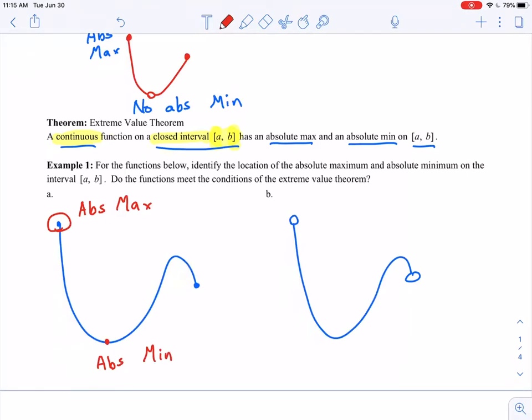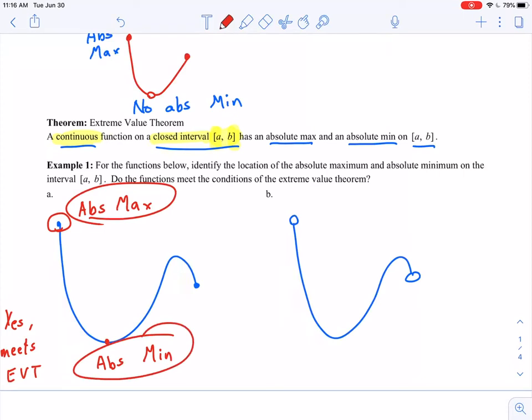And then the question that's asked here is, do the functions meet the conditions of the extreme value theorem? Well, in this case, we're checking two things, right? We're checking, is it continuous and is it on a closed interval? So here we have a continuous function. There are no holes, there are no breaks, there are no asymptotes, nothing like that. So it's continuous, and we contain the endpoint. So we're working on this closed interval. So yes, it meets the conditions for the extreme value theorem. So we'll say yes, it meets the extreme value theorem. And we can tell that because we are guaranteed to have an absolute maximum and an absolute minimum.